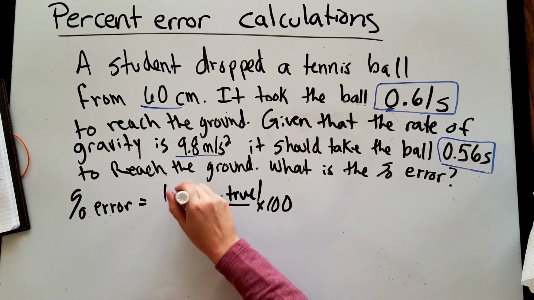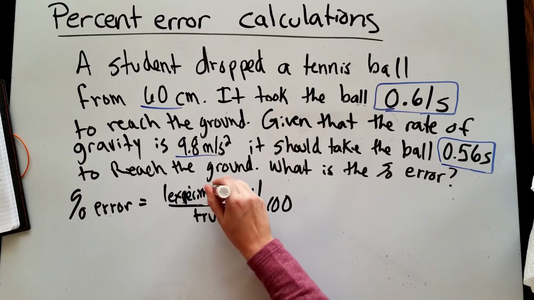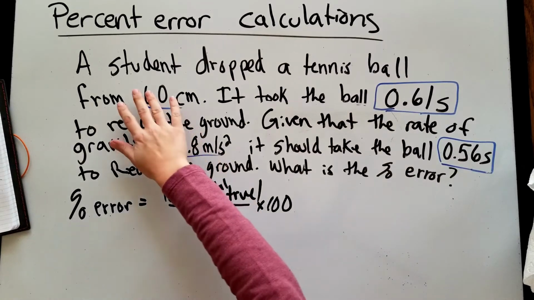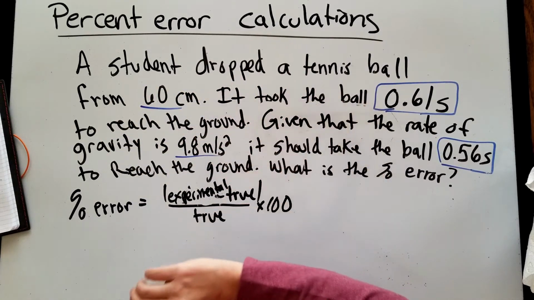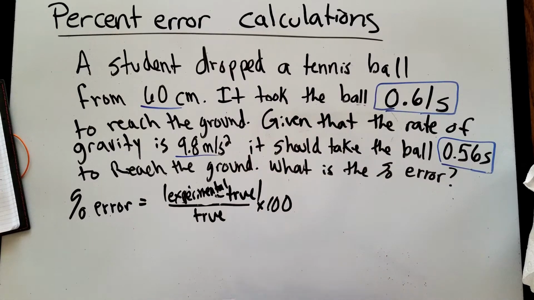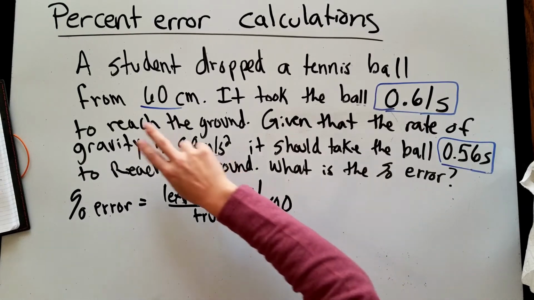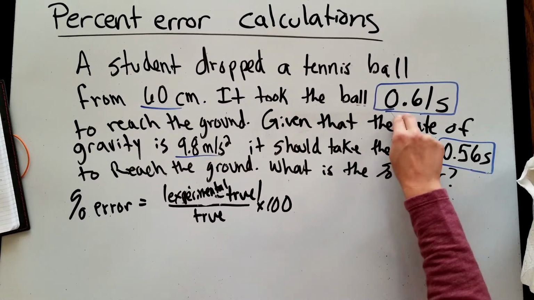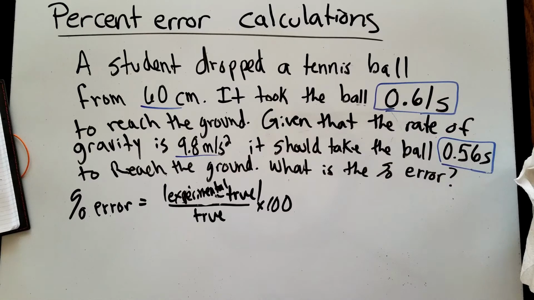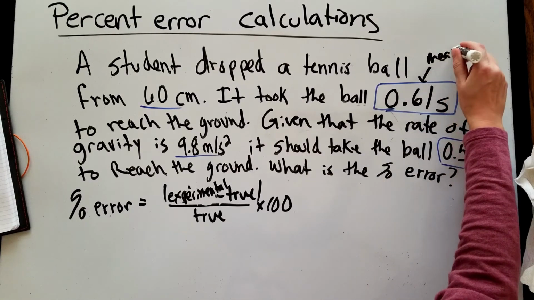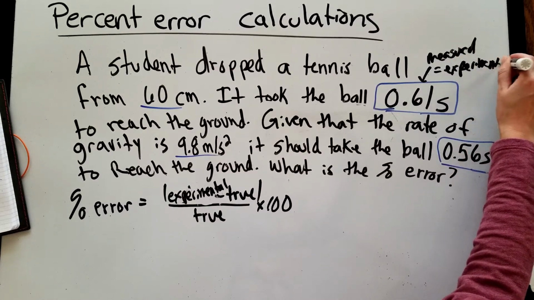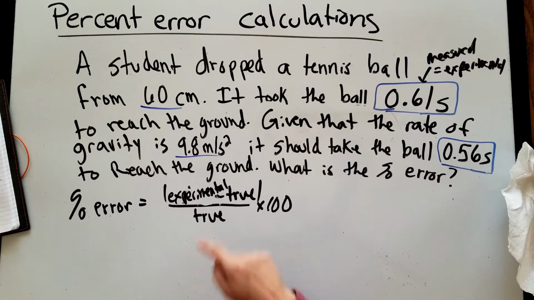Just trying to confuse you here. Which one of these is my experimental, sorry, and which one of these is my true. So looking at it, you have a student dropping a tennis ball. So whatever the student's doing, whatever the scientist is doing, that's your experimental. That is your measured, okay? So the student dropped it in this experiment and they measured the ball to take 0.61 seconds to hit the ground. So this is going to be your measured, your experimental, which means the same thing. That's going to go right here.